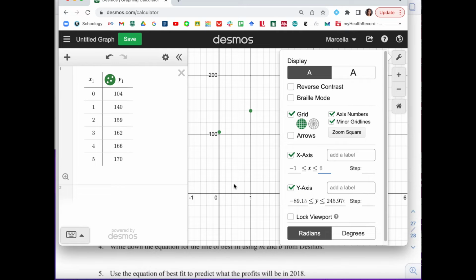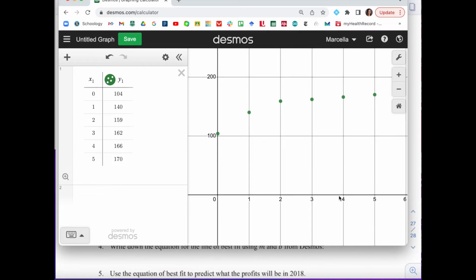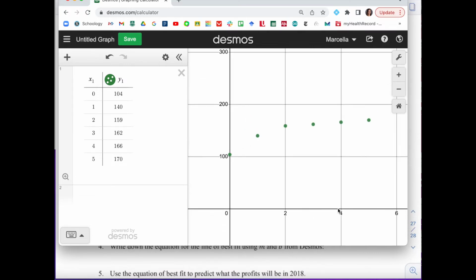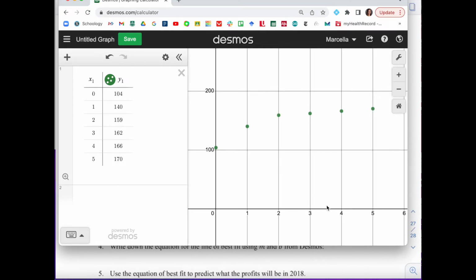Okay, and then from here, we could even get rid of our minor grid lines. Okay, and then from here I can see that for my x from 0 to 5, I have a graph that looks like this. So I don't have to use a ruler or anything to find a line of best fit. What I can do is use Desmos.